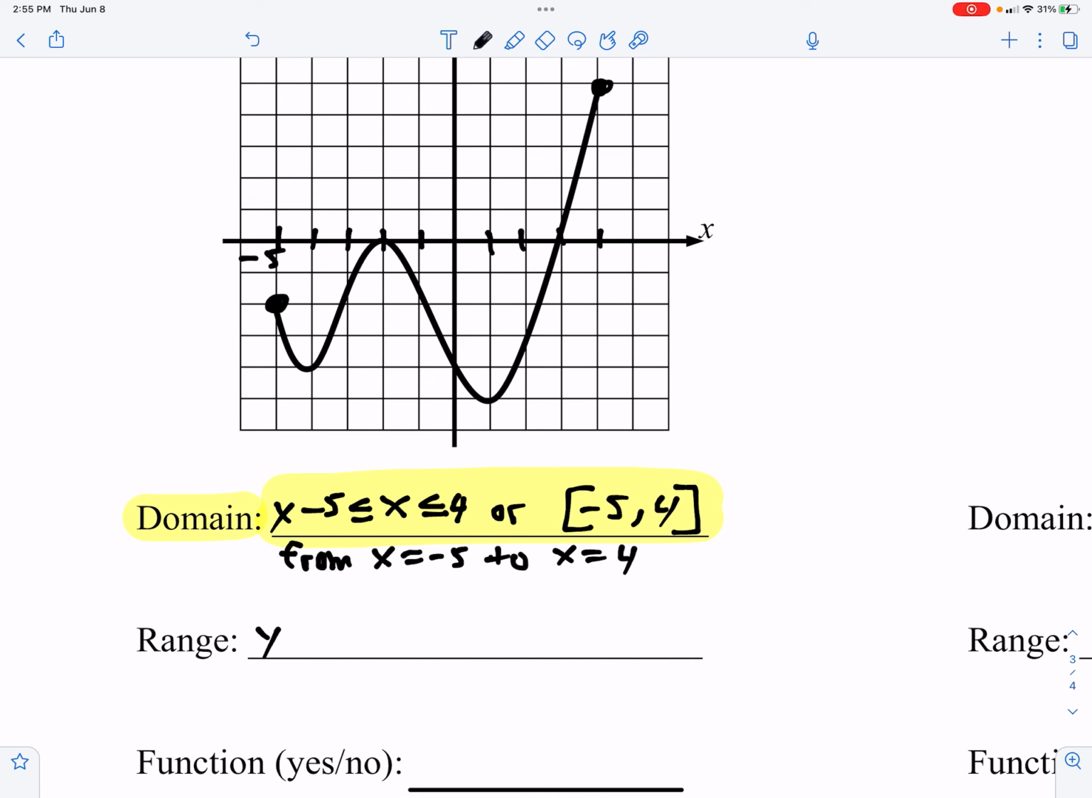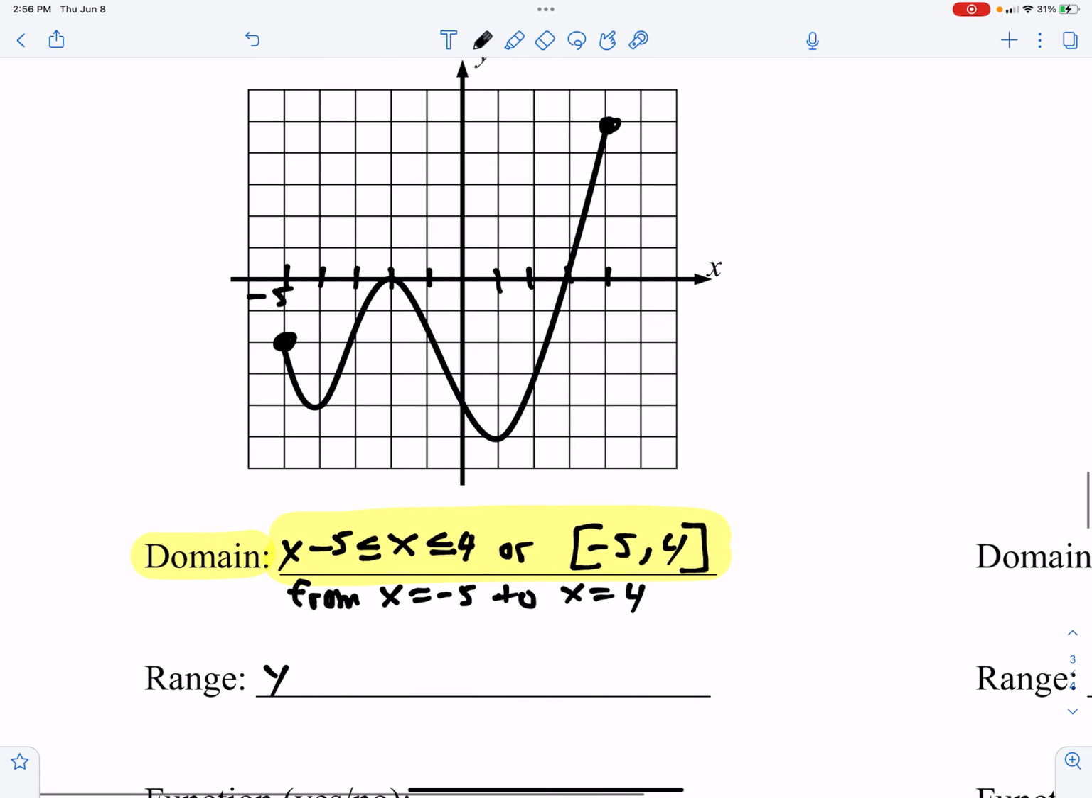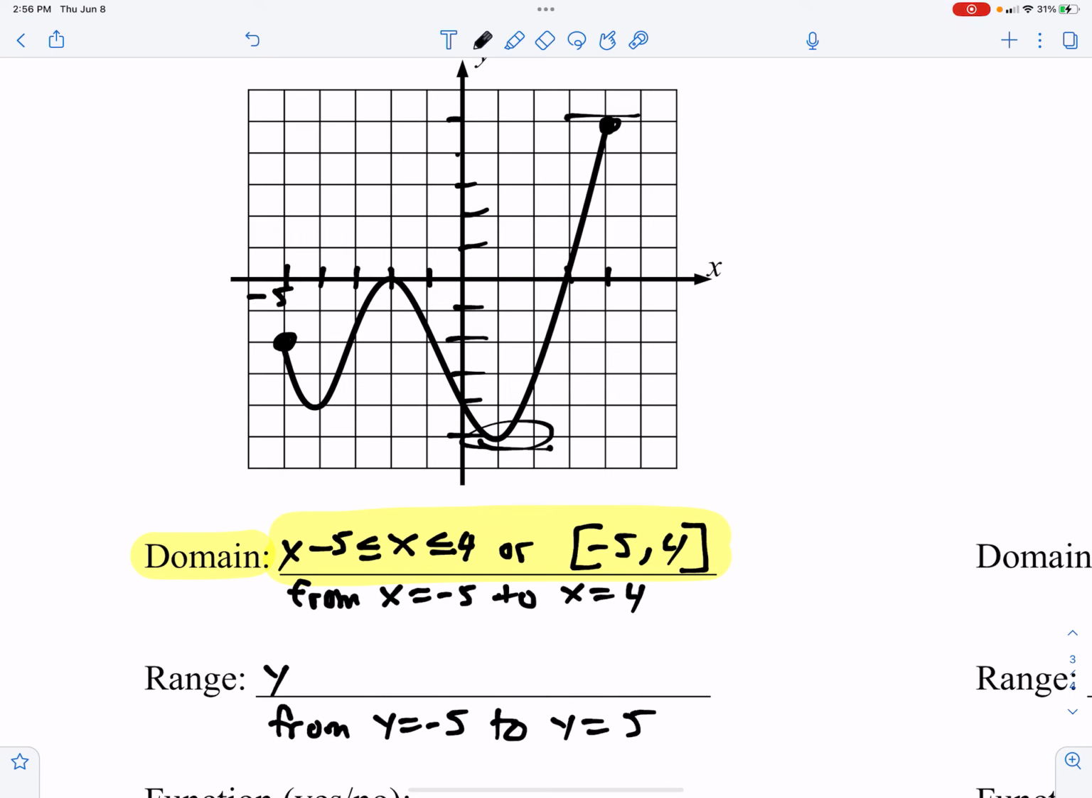Now the range is the set of all y values. So you're looking at from the lowest point of the function, right here, to the highest point of the function, right here. That's the range of the function. So what would that range be? Well, what's the lowest point? That's -1, 2, 3, 4, 5. So it goes from, and you always, by the way, go from the lowest to the highest, just so you know. So it goes from y equals -5 to y equals 1, 2, 3, 4, +5, to y equals +5.